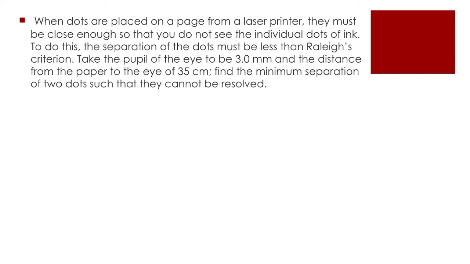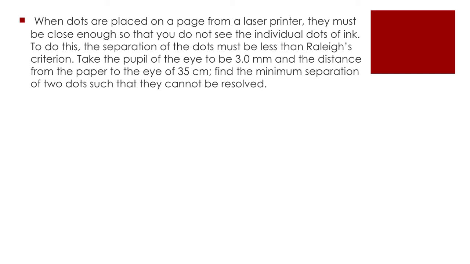So here's another example, again using an eye, but instead of saying I want to have them resolved, it's the opposite. When we use the laser printer, we want our dots to be so close together that we don't actually understand that they are made of separate ones. It's kind of interesting to look at these under a microscope where you have better resolution. So it tells us to take the pupil of the eye to be 3 millimeters and the distance from the paper to the eye to be 35 centimeters. Find the minimum separation of two dots so that they cannot be resolved.